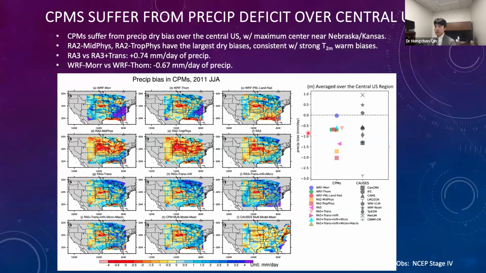By comparing RE3 default versus RE3 plus trans, we know that enhancing vegetation transpiration can increase precipitation by 0.74 millimeter per day over central US. And by changing the cloud microphysics from the Morrison to the Thompson scheme, the WRF simulation has decreased precipitation by 0.67 millimeter per day. So changing cloud microphysics can definitely have a noticeable impact on precipitation over central US during summertime.